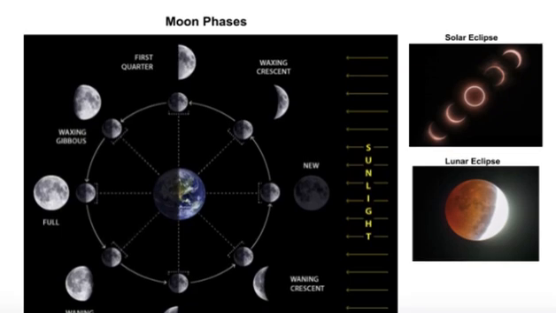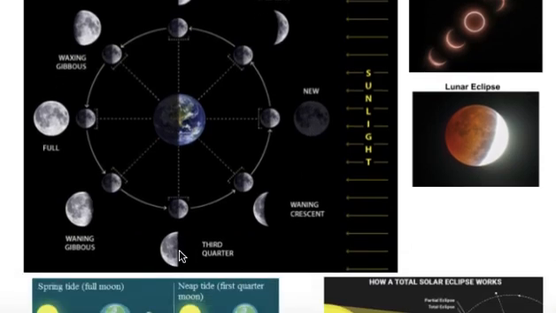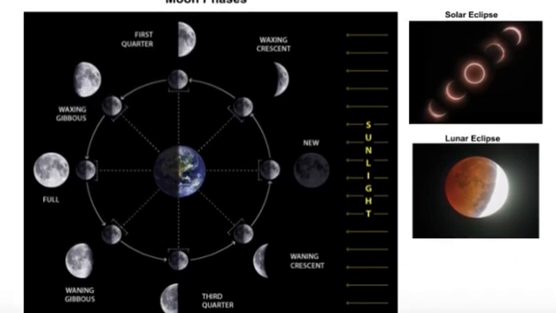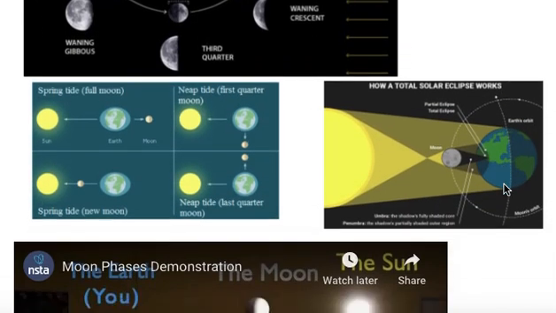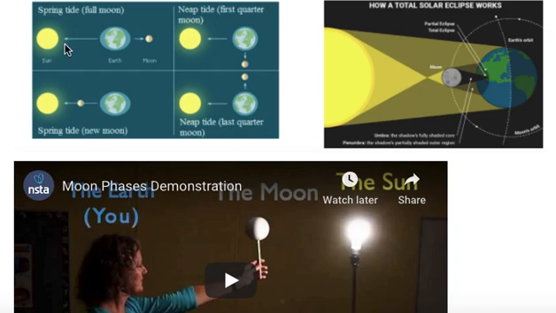Moon phases. First quarter, waxing crescent, new, waning crescent. Third quarter, waning gibbous, full, waxing gibbous. Solar eclipse, lunar eclipse. Spring tide, full moon. Neap tide, first quarter moon. Spring tide, new moon. Neap tide, last quarter moon.